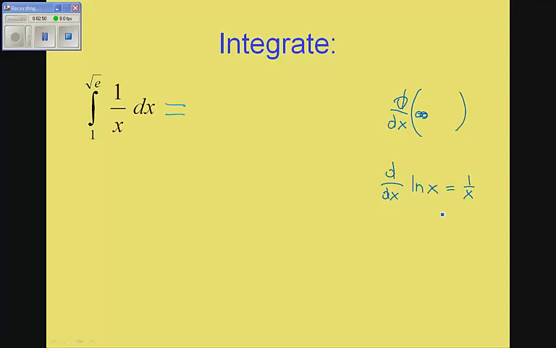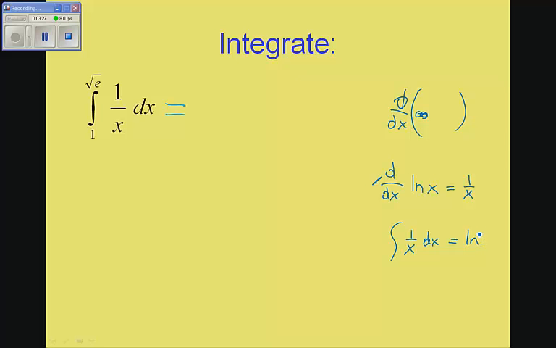So if you have a formula for differentiation, automatically, what do you have? A formula for integration or anti-differentiation, depending how you want to say it. So the corresponding formula is that if I write the integral of 1 over x dx, what is that? Natural log of x plus c.